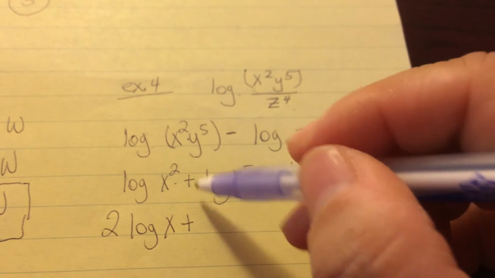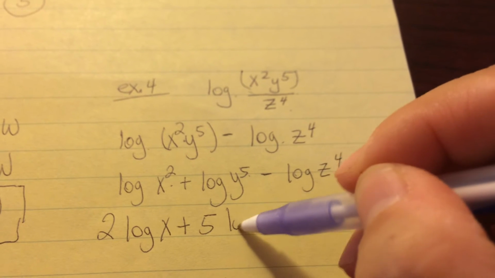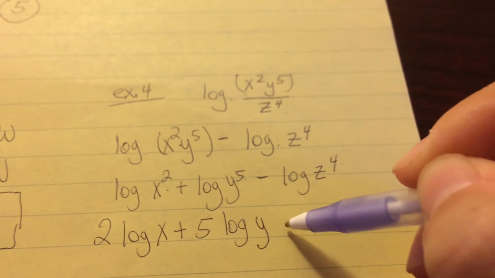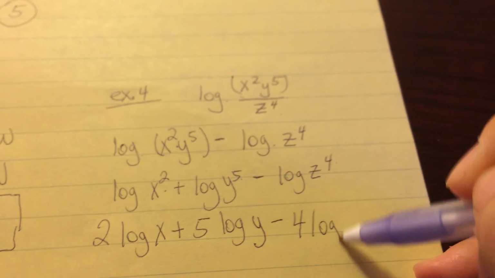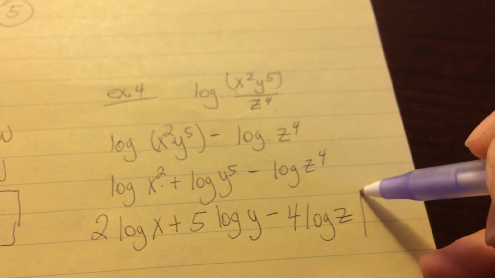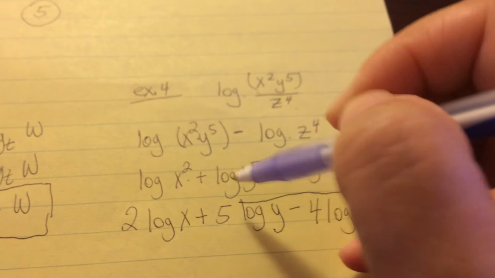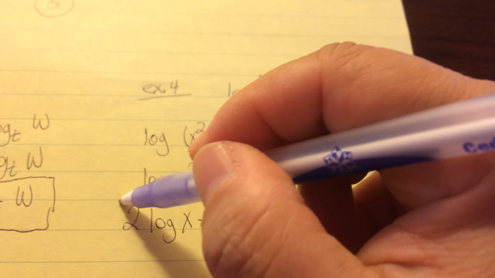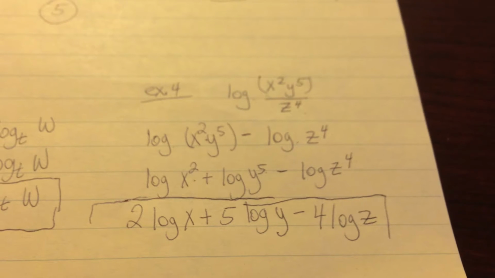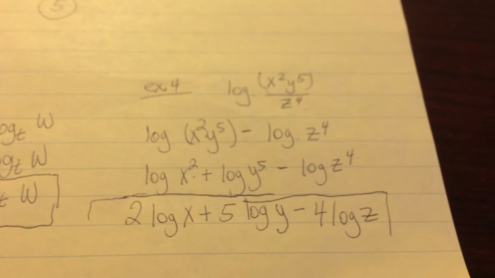Plus, and then we bring the 5 up to the front: 5 log base 10 y, minus, and then we bring the 4 to the front: 4 log base 10 z. And then that will be your final form of expansion. So the expansion actually should look like what it says. It should be expanding. If it's not expanding, then something went wrong, so go back and check that piece right there.